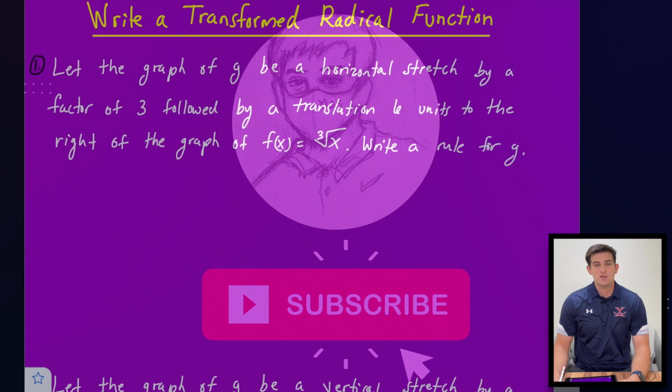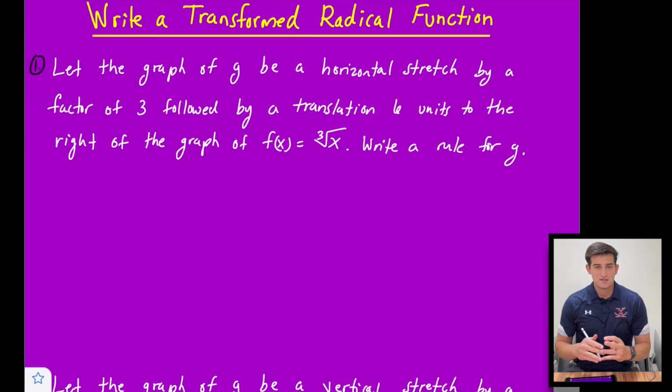Hello everyone, in this video we are going to talk about how we can write some transformations of radical functions. In previous videos we've talked about how to graph these transformations, identify them, and perform them on a graph. Now there are no graphs. We're just going to take an equation or a function and apply these two or three transformations to it, and see how the equation would change. We're going to do three examples in this video.